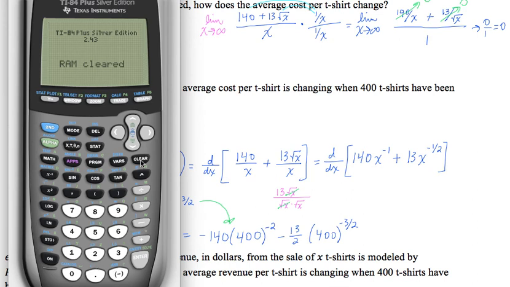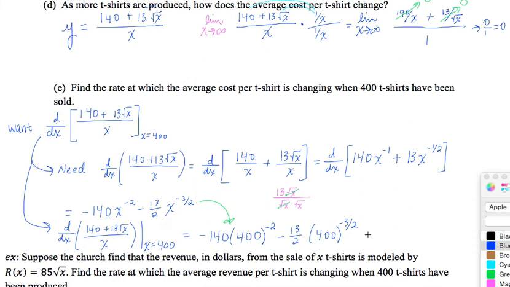So I've got negative 140 divided by 400 squared, minus 13 over 2 times, I'm just going to enter this as 400 to the power of negative 3 halves. Okay, we'll get negative 0.0016875.